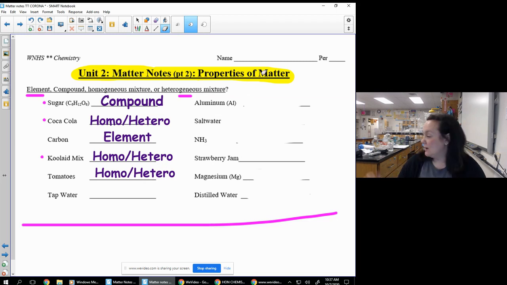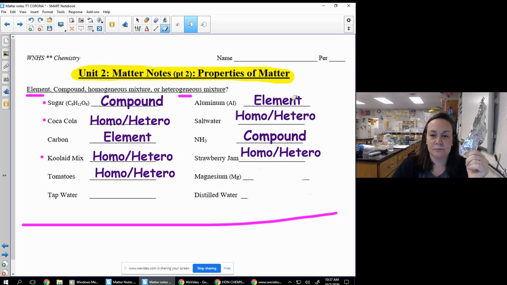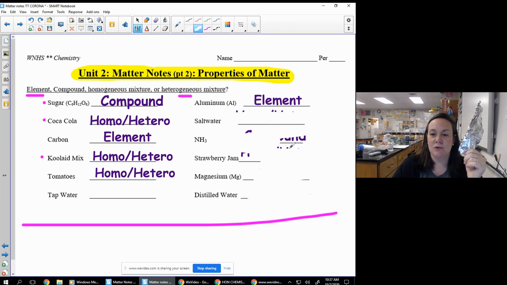Aluminum. We had all these things out here, manipulatives. Aluminum is an element, Al. Oh, and we're just giving up answers apparently.